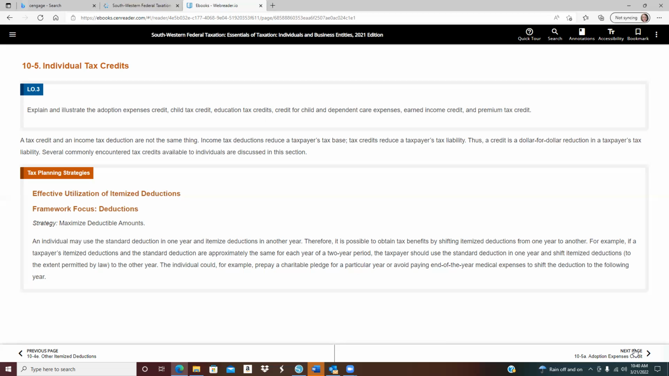Now, a tax credit and an income tax deduction are not the same thing. Tax deductions reduce your base, your taxable income. You take out your exclusions, you get your gross income. You take out your deductions, you get your taxable income. Your taxable income is then compared to your tax rate based on your filing status. Then you have your tax liability, and that is the amount of taxes you owe. Once you have that, you have some credits you can apply, which is a reduction in the amount of taxes you owe.